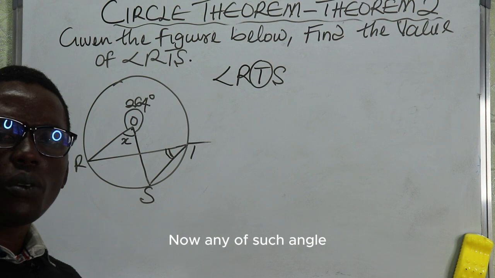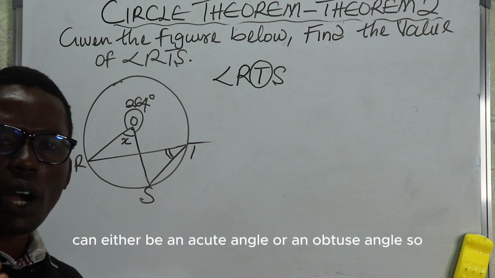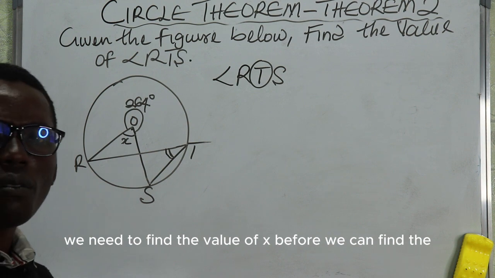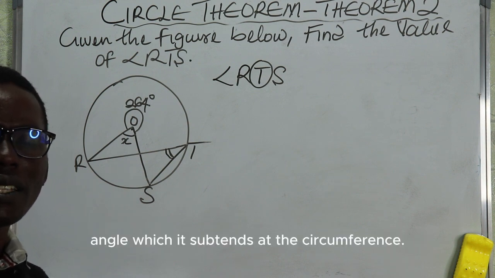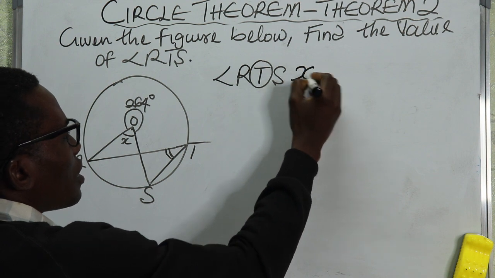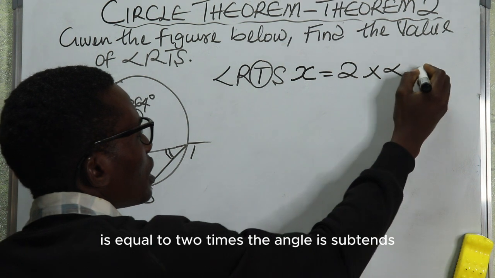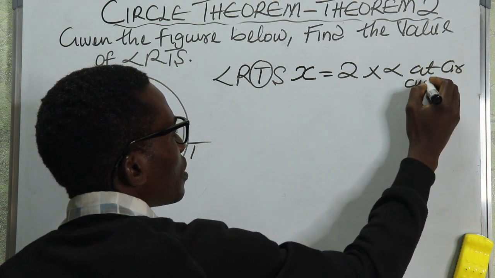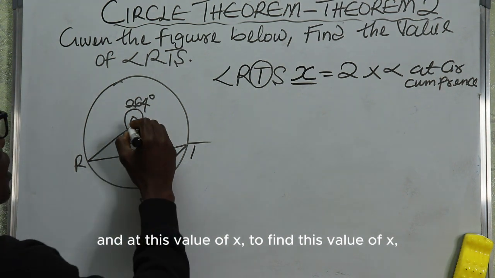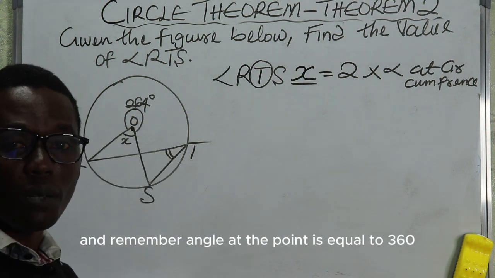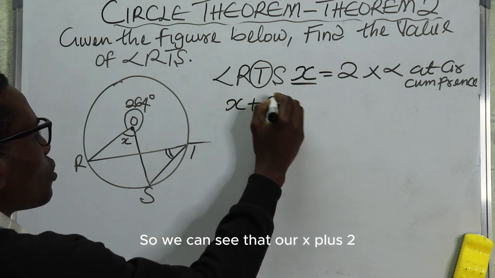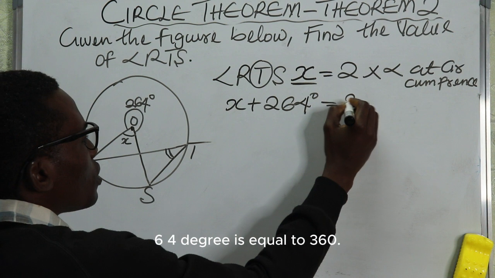Now, any of such angles can either be an acute angle or an obtuse angle. So for any of these angles, we need to find the value of x before we can find the angle it subtends at the circumference. So remember that the angle which a chord subtends at the center, x, is equal to 2 times the angle it subtends at the what? At the circumference. So we are going to find this value of x. To find this value of x, here we have angles at a point. And remember, angles at a point equal 360. So we can see that our x plus 264 degrees is equal to 360.